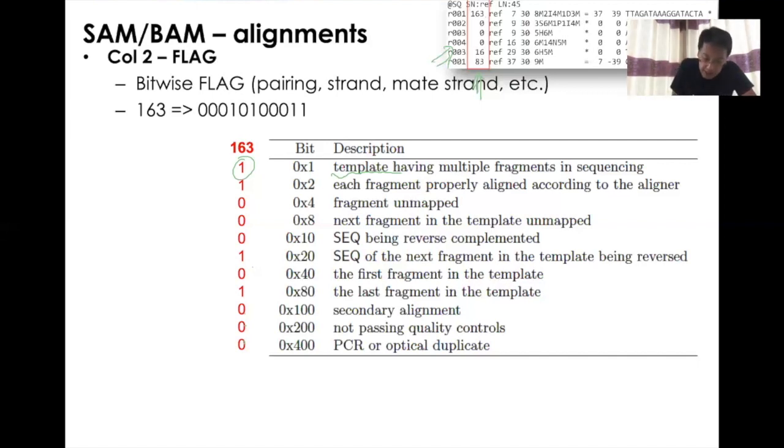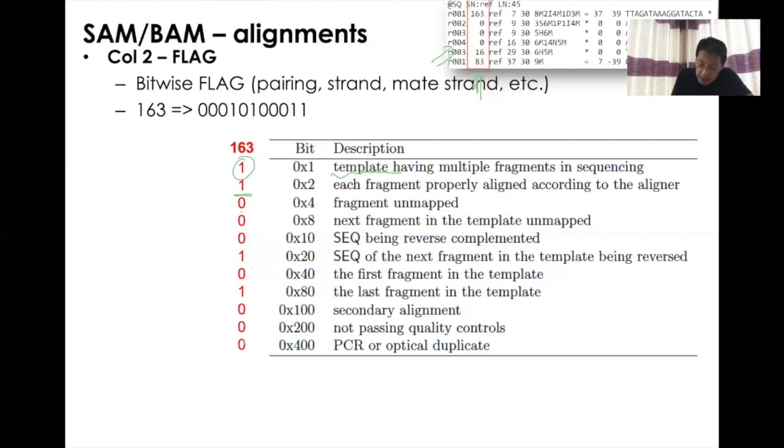All right, the second one, each fragment properly aligned according to the aligner. And the answer is yes. That means both this particular read and the paired end read are both properly aligned. Next one is fragment is unmapped. That is no, because it is being mapped. So you see it's 0. Next one, next fragment in template unmapped. So this is 0 because it is mapped.